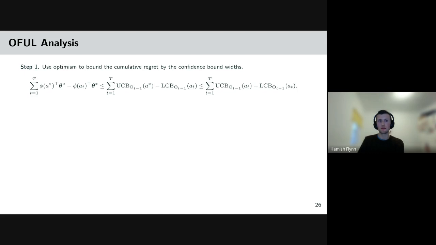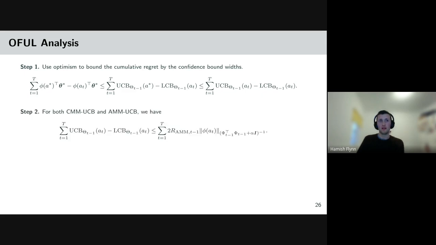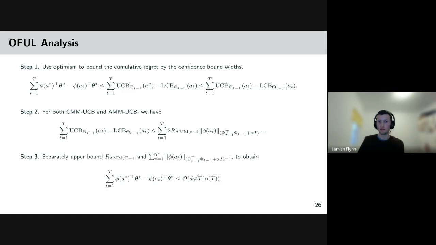So first we use the fact that actions are chosen optimistically to bound the cumulative regret by the sum of the confidence bound widths. Then, if we're running either of our two methods, we can bound the upper confidence bound minus the lower confidence bound by the analytic upper confidence bound minus the analytic lower confidence bound, since it's looser. And then the final step is to separately bound the radius at time capital T minus 1 and the sum of these weighted norms. And well, we know how to bound the radius now, and the sum of norms can be upper bounded using the elliptical potential lemma.